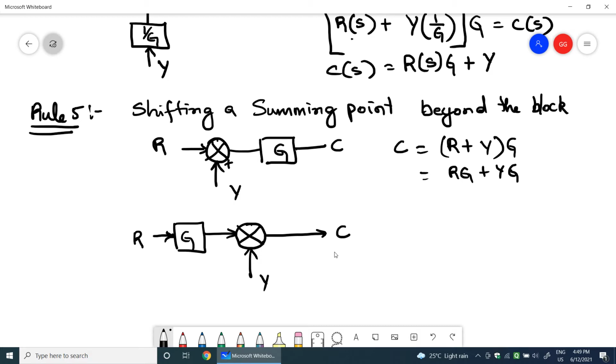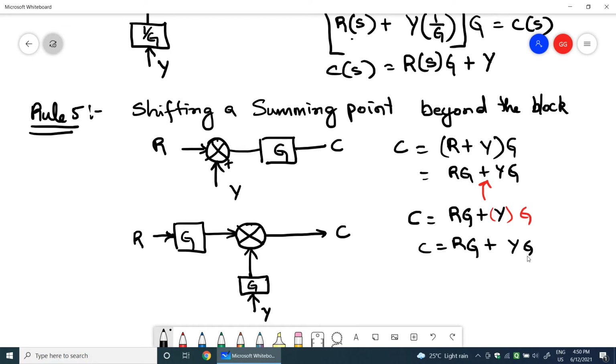When I shift the summing point after the block, if I don't do anything and keep it as it is, I will get R into G plus Y. Now I should see to it that Y is multiplied by G, then the expression will be the same. Earlier you divided by G for Y, now we will multiply Y by G. That's it, very simple. Now you see the expression C is R into G plus Y into G.